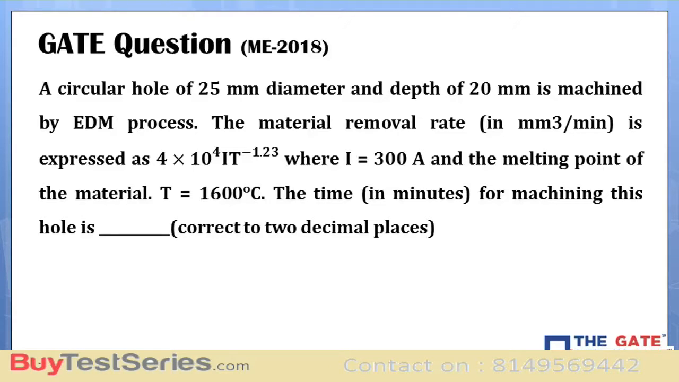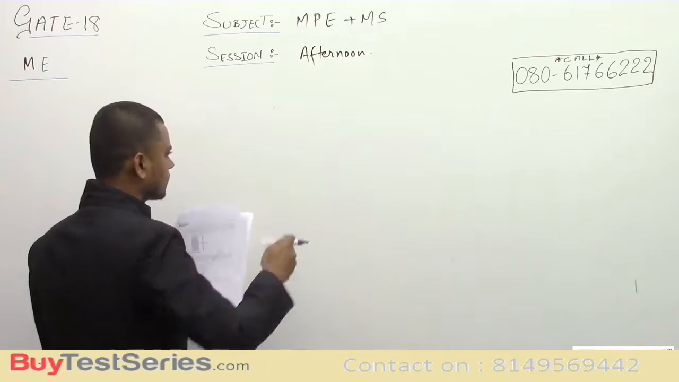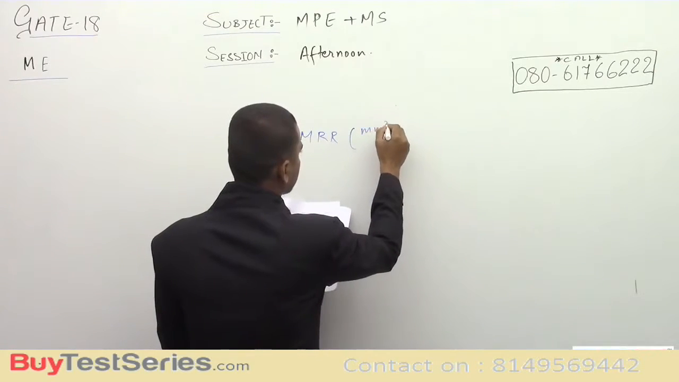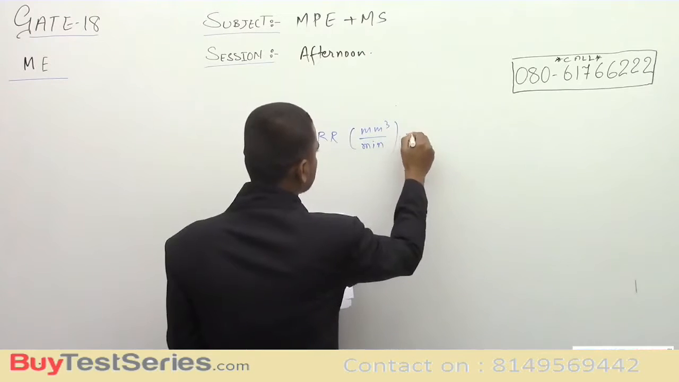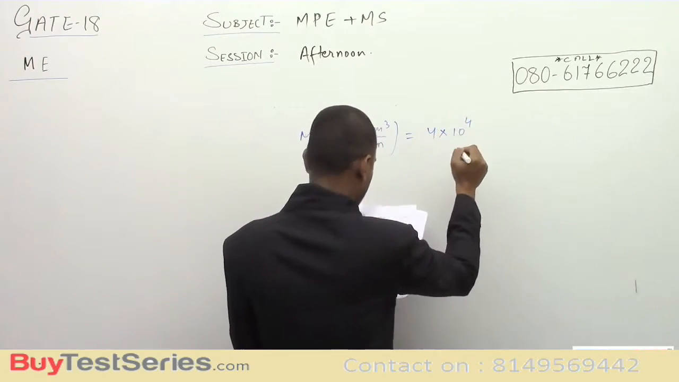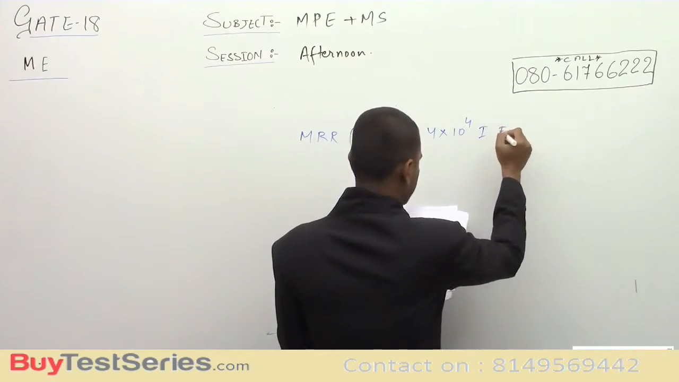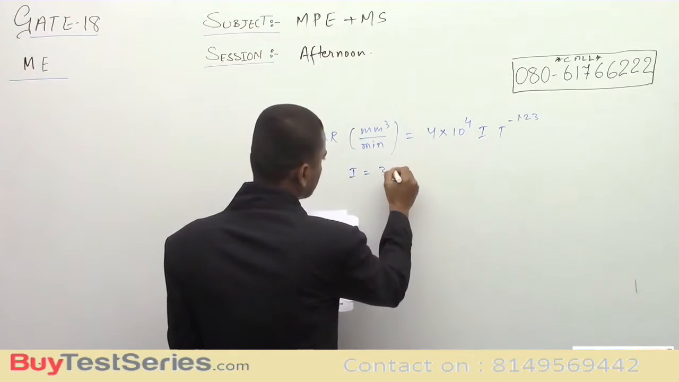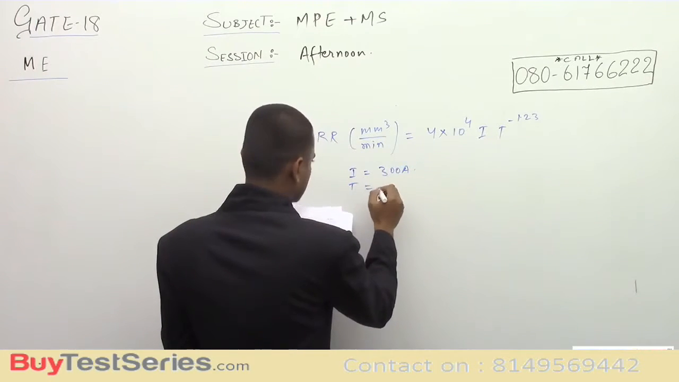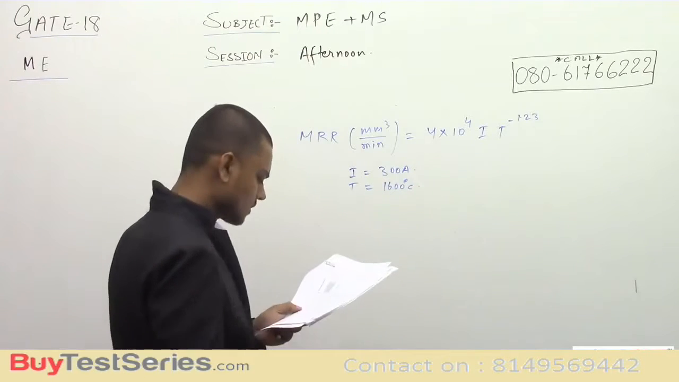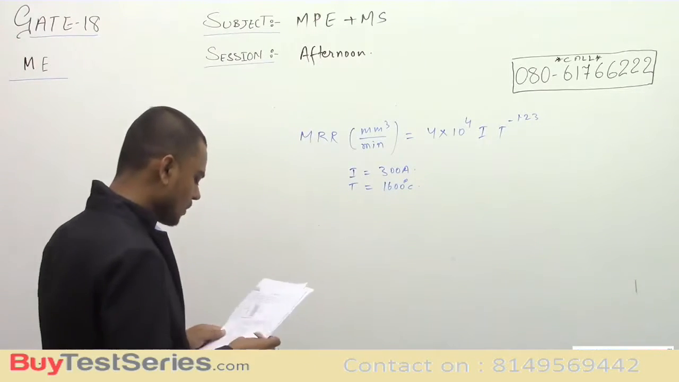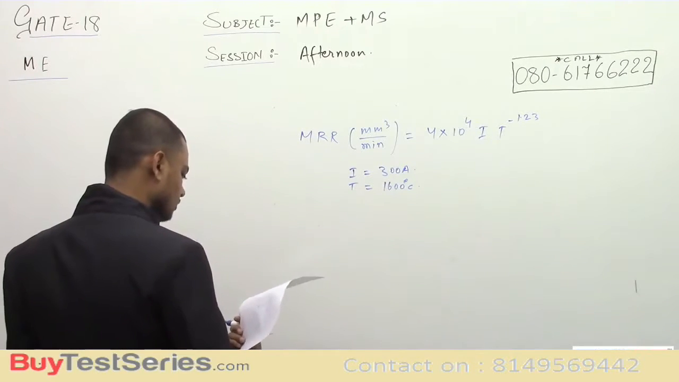Now the time in minutes for machining this hole is, so we have to find out the machining time, and we are given this MRR. So the given data is this material removal rate in mm³ per minute, which is equal to 4 into 10 to the power 4 into current into temperature to the power minus 1.23. The current given is I equal to 300 ampere and temperature is 1600 degrees centigrade. Now we have to drill a circular hole of 25 mm diameter and depth of 20 mm, so that the volume of material removal we can find out.